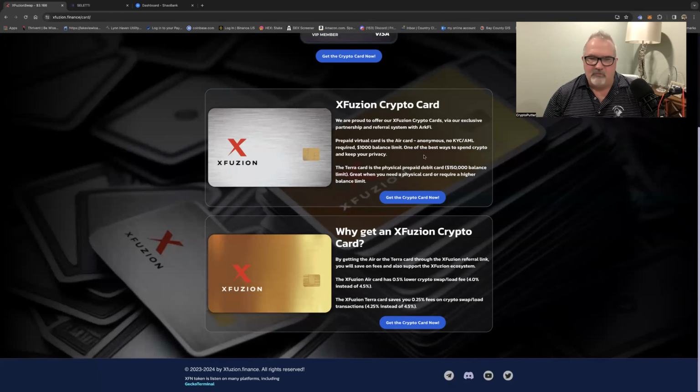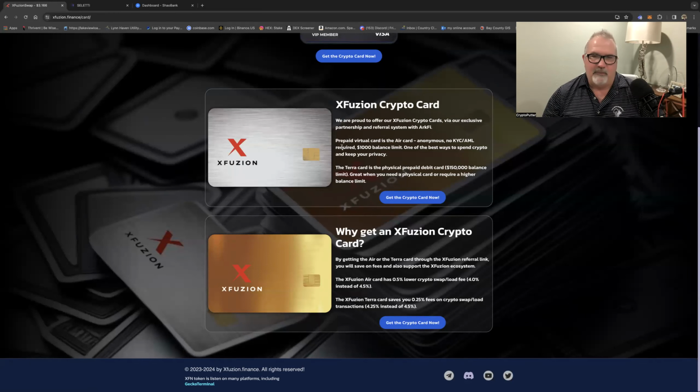How to get in here? Check this out. The Terra card, which is a physical prepaid debit card. You can have up to $150,000 balance on it. Great when you need a physical card or require a higher balance limit. So some of you big whales out there that want to keep your funds out of the mainstream, if you will, this would be something that you should really look into.